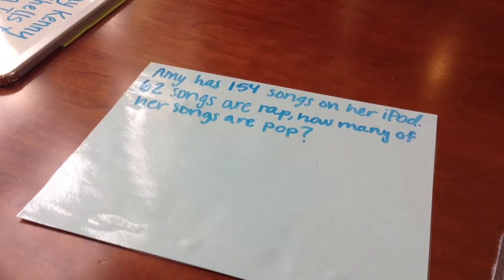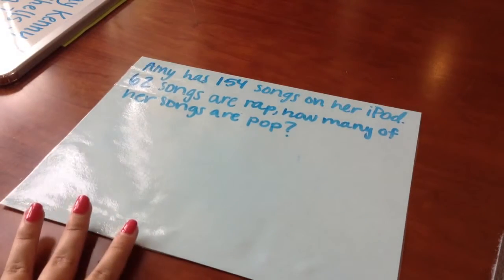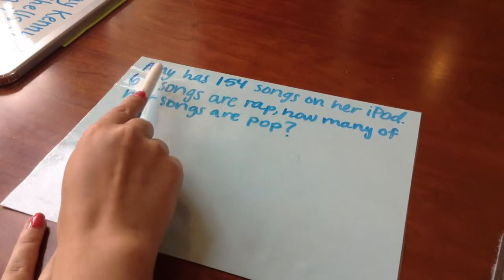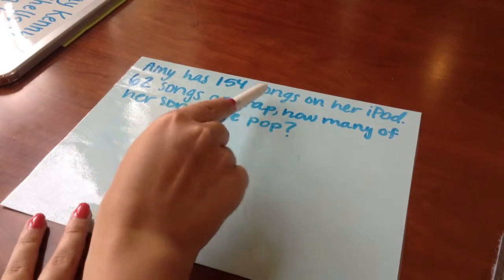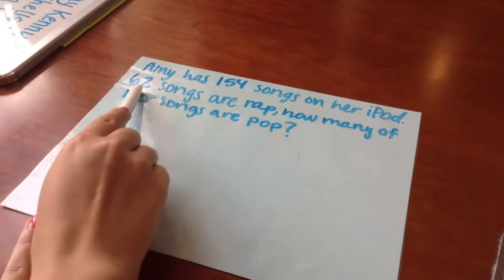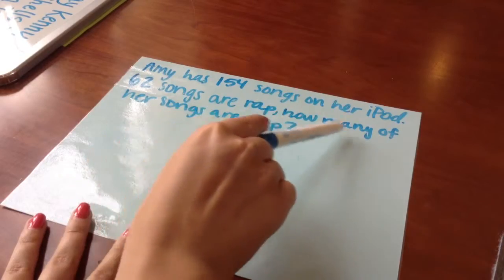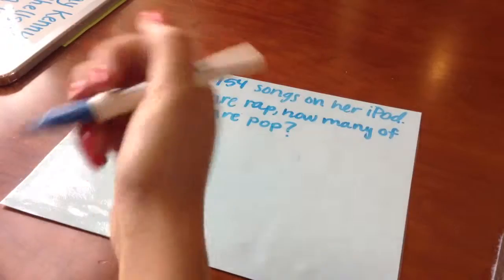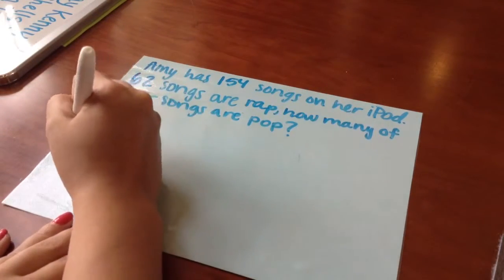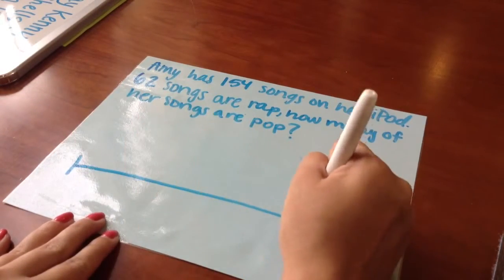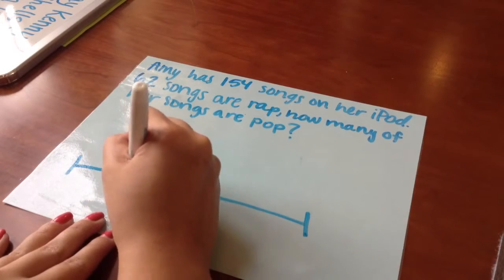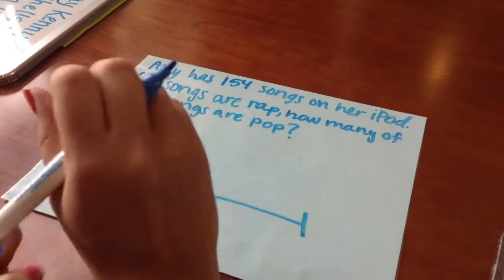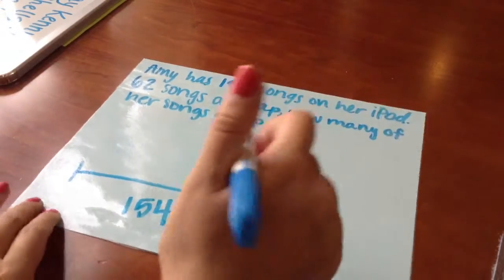Since we've already done a join problem, I'm going to show you an example of a different problem other than join. So let's look at this problem and see what we can identify. Amy has 154 songs on her iPod. 62 songs are rap. How many of her songs are pop? So if we're looking at this problem, we know that she has a total of 154. And I'm going to show you using a linear model, and I'll also show you on a set model, just so you can get the idea.